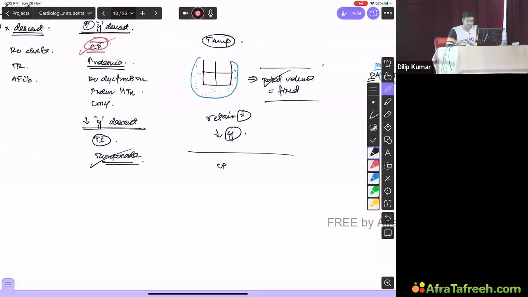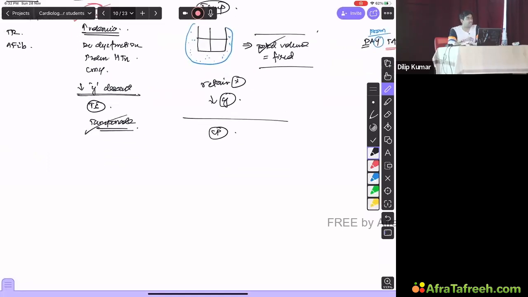What is happening in constrictive pericarditis? What is the physiology behind constrictive pericarditis? There are two or three things you need to know. One is a prominent X plus there will be a Y descent also, which will be retained. It's not a problem. Y descent will also be there in constrictive pericarditis. And second, you will see something called the Kussmaul sign.